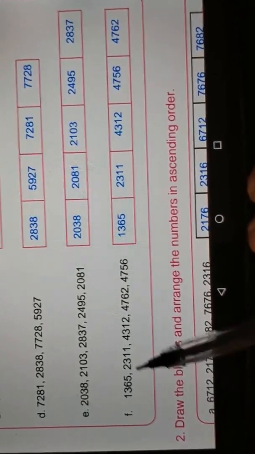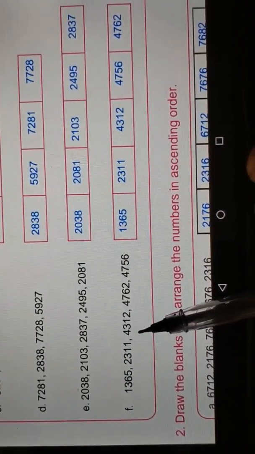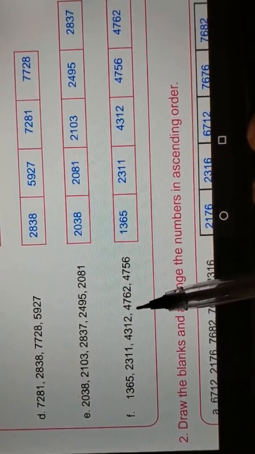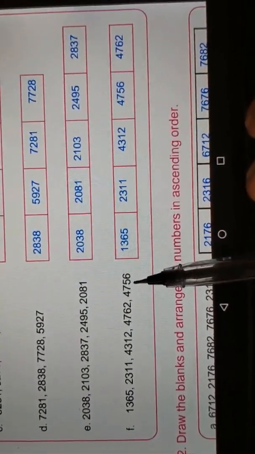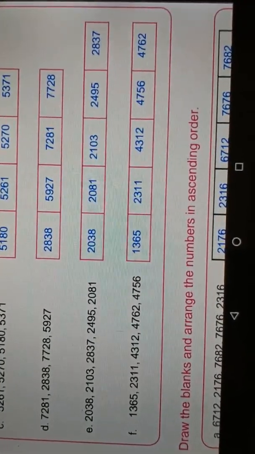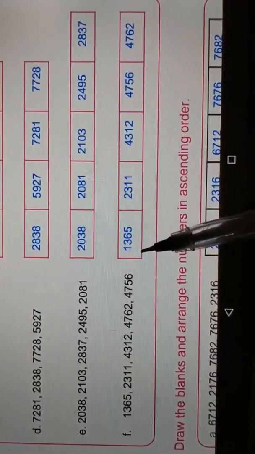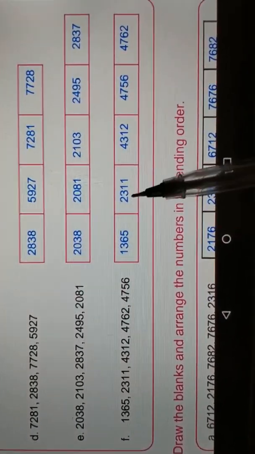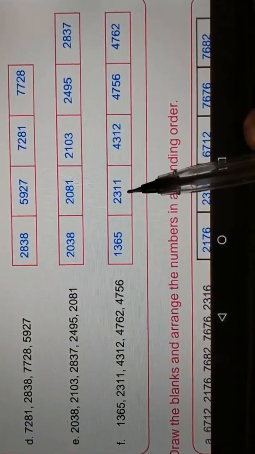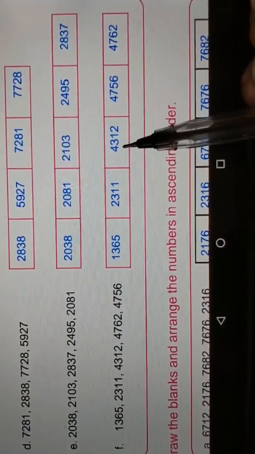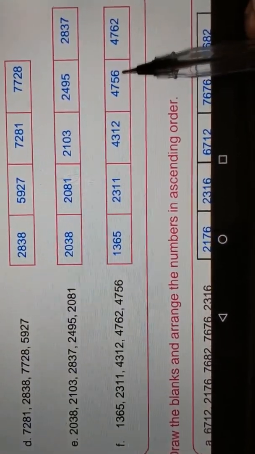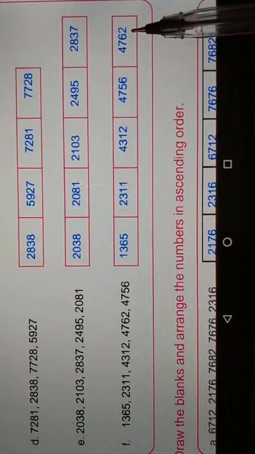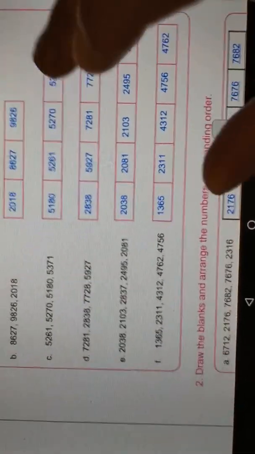Then 1365, 2311, 4312, 4762, 4752 is there. So we have to write the smallest digit number. Smallest number is 1365. Second one is 2311. Third one is 4312, 4756, 4762 is there.